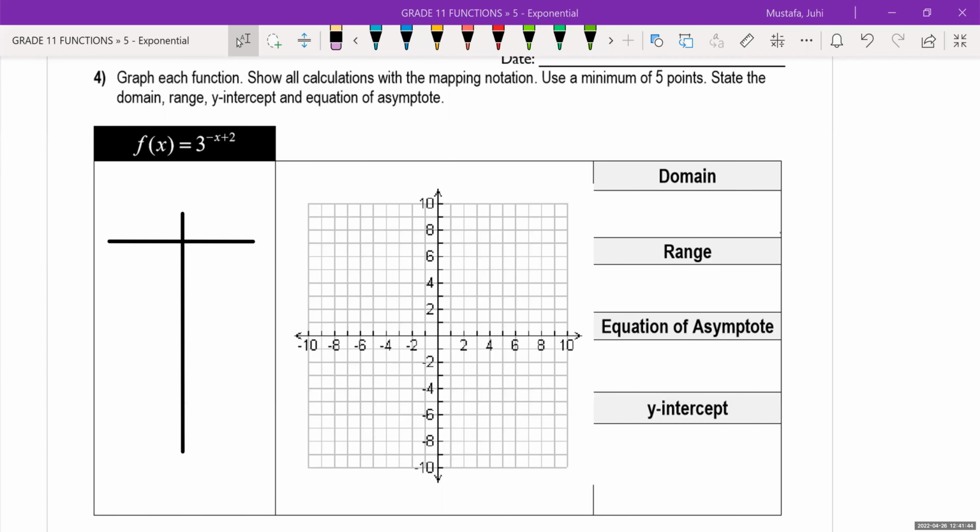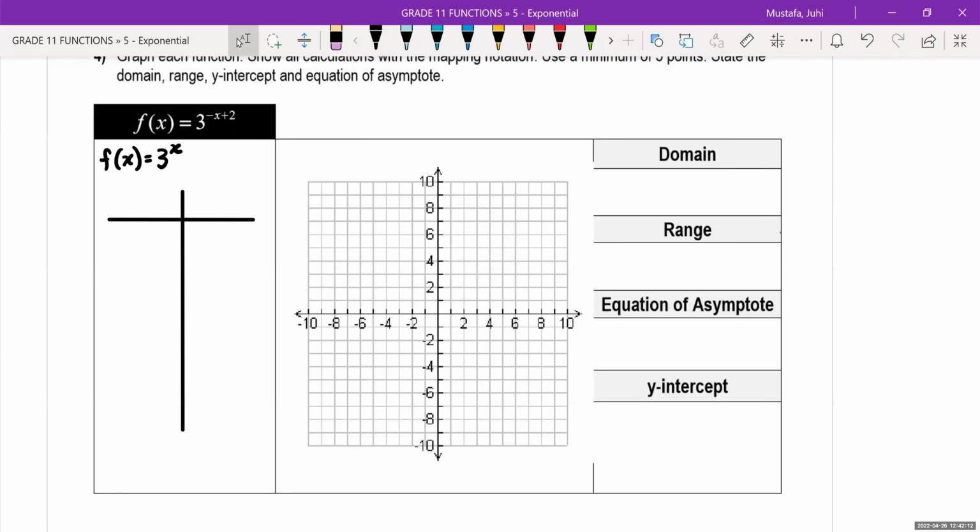So question number 4 says, graph each function, show all your calculations with mapping notation, use a minimum of 5 points, state the domain, range, y-intercept, and equation of the asymptote. So whenever I'm doing a question like this, the first thing I want to do is identify what the base function is. And I just look at the big number that's attached to the exponent. In this case, our base function is going to be f of x is equal to 3 to the power of x. And that is what our parent function is going to be. That's what we're going to start off by graphing.